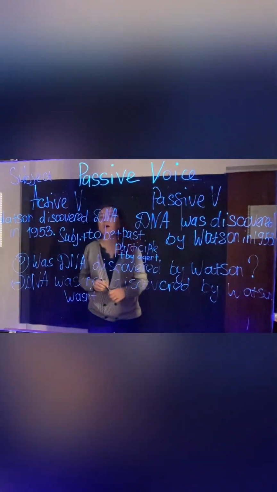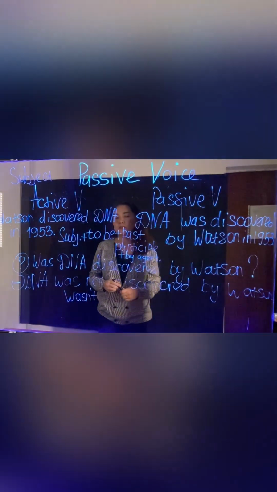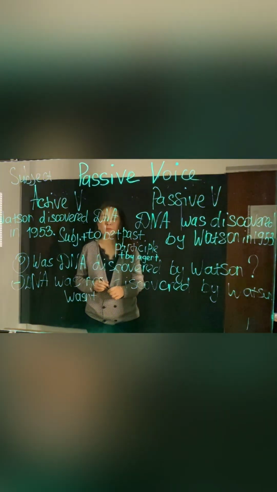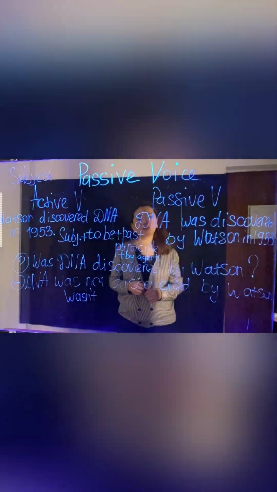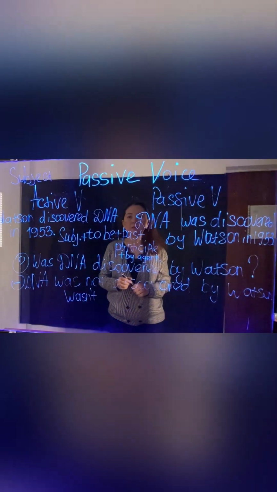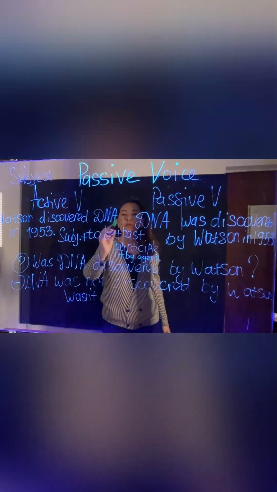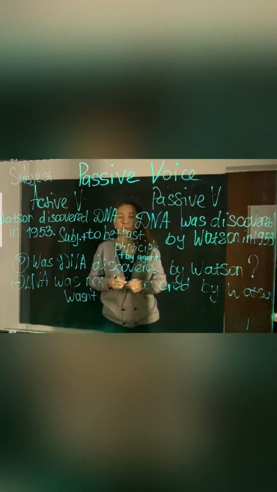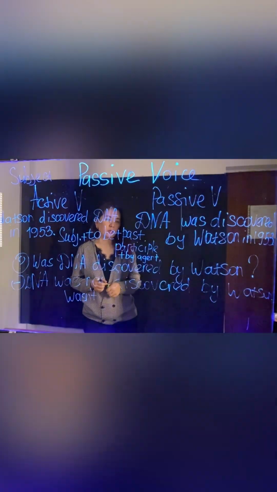Okay guys, in my example, it was past simple tense. So my sentence was in the past simple tense and the action was in the past simple passive. Okay, and the auxiliary verb of the past simple form: when the subject is singular we use was. When the subject is plural we use were.